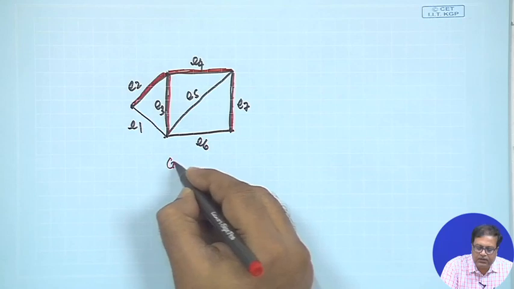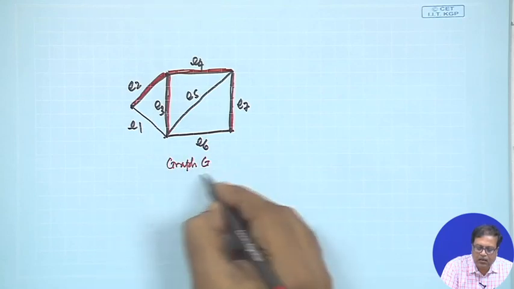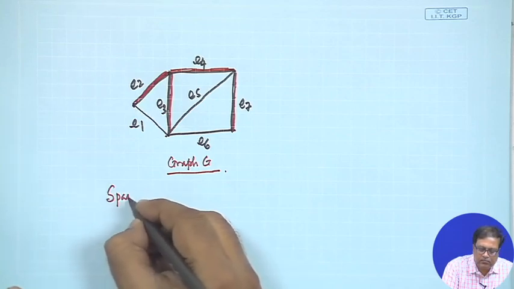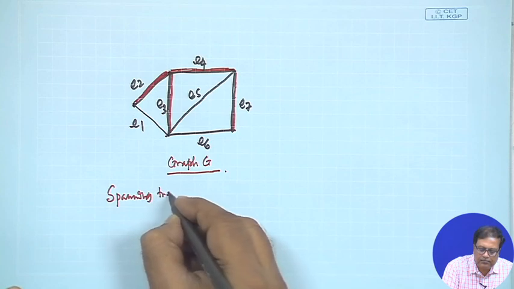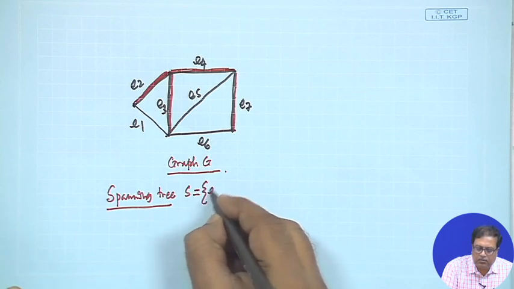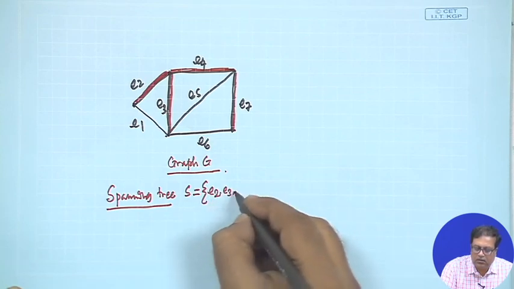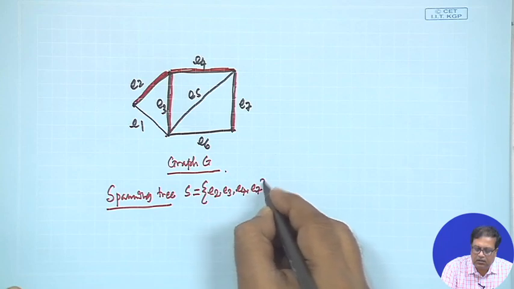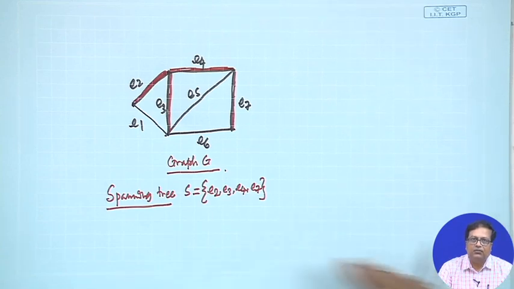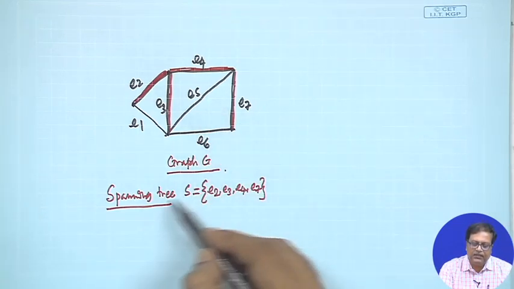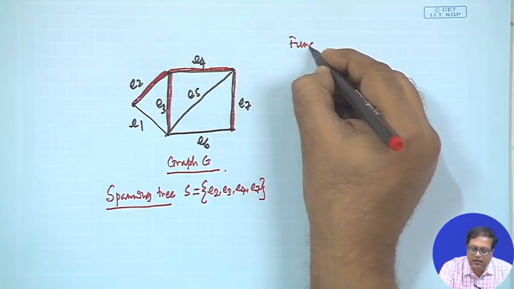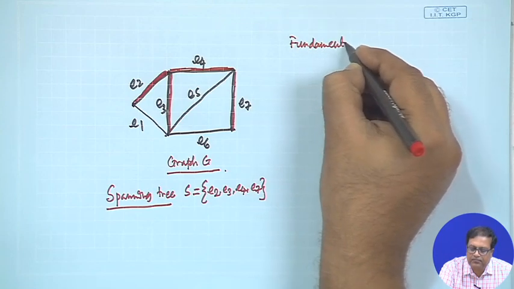So, this is the graph G, and the spanning tree S equal to E2, E3, E4 and E7. This is the spanning tree that we have taken for the graph G, and then what we need to do first is find the fundamental circuits.